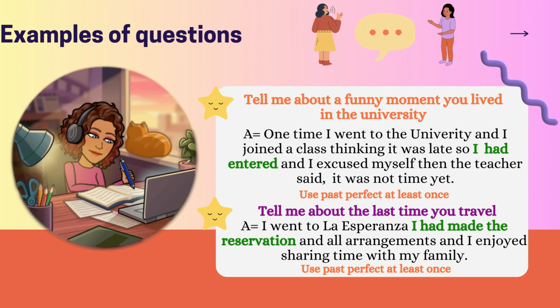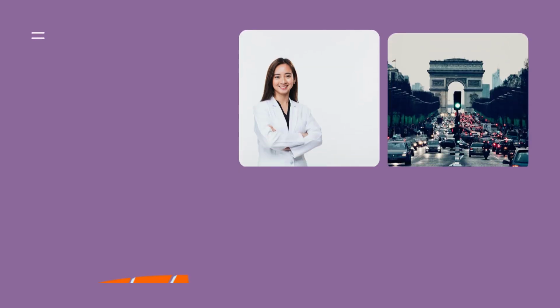Now, next question is, tell me about the last time you traveled. I went to La Esperanza. I had made the reservation and all arrangements, and I enjoyed sharing time with my family. That is again past before past. I first arranged everything and then we went to La Esperanza. I hope this has helped to understand when to use past perfect.